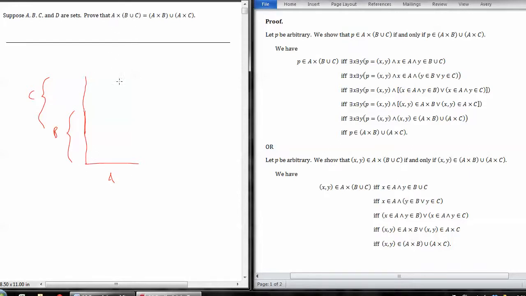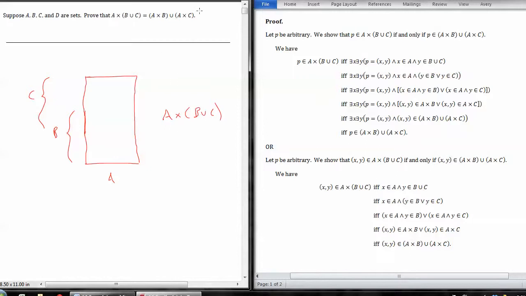And for taking A times (B union C), then we're going to get sort of this solid rectangle, kind of like this. Okay, colored in on the inside as well. So that is A cross (B union C).